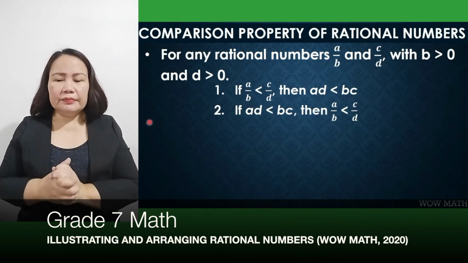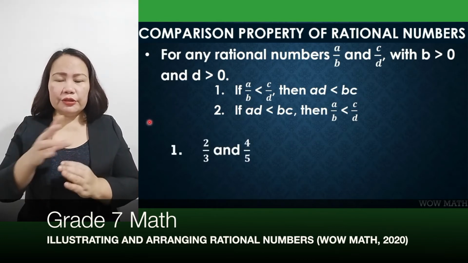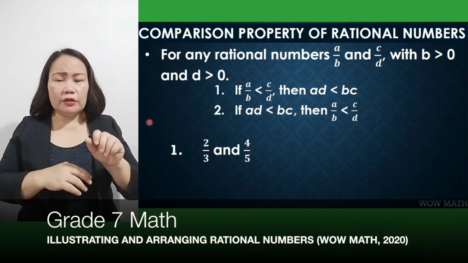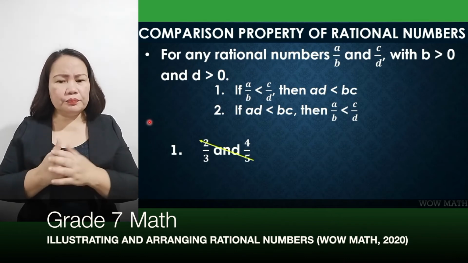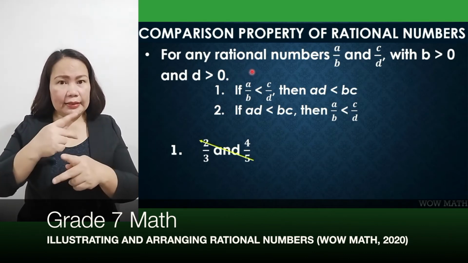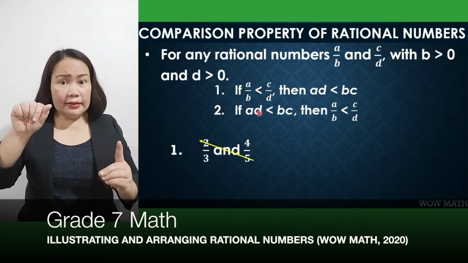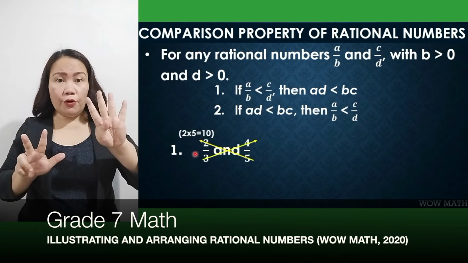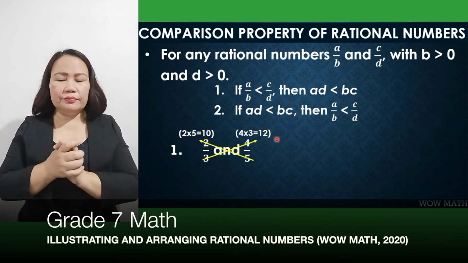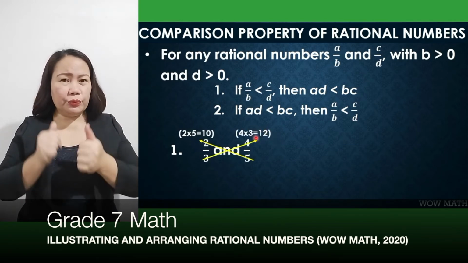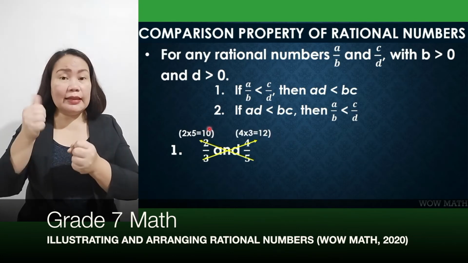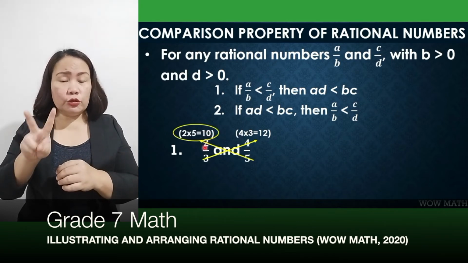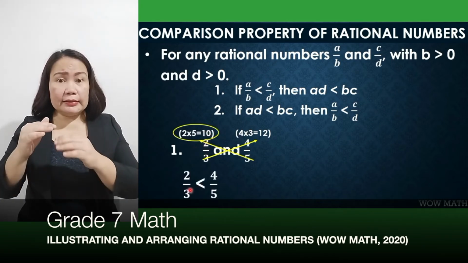Alright, let's have an example. So, I have here 2/3 and 4/5. So, how are we going to apply the comparison property of rational numbers? So, ganun ang gagawin natin. I-multiply natin siya. Ito, A and D, ayun. So, 2 times 5, that is 10. And then, on the other side, we have 3 times 4, that is 12. Okay. So, ano ang mas mababa, which is less than 10? Alright? So, since ito ang mas mababa, therefore, 2/3 is less than 4/5.